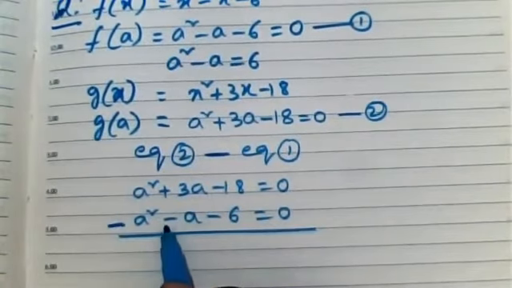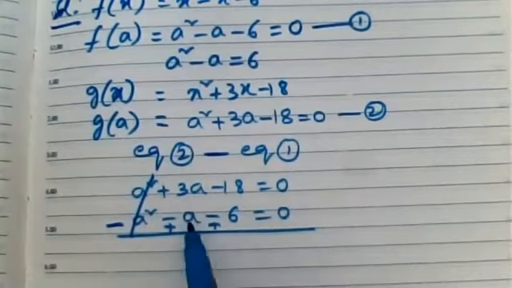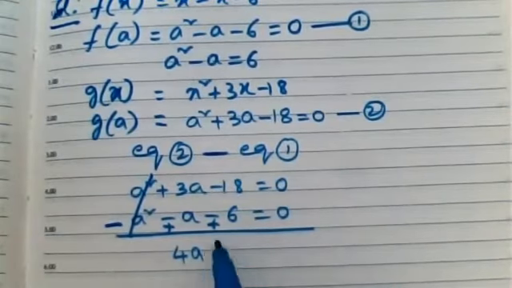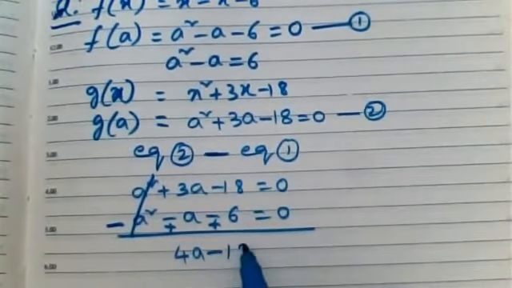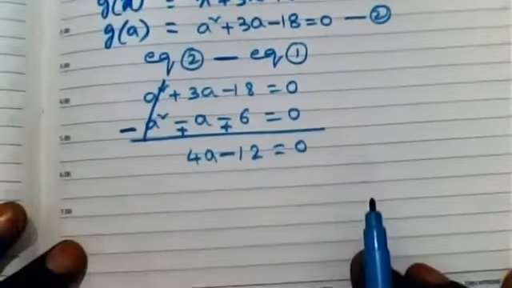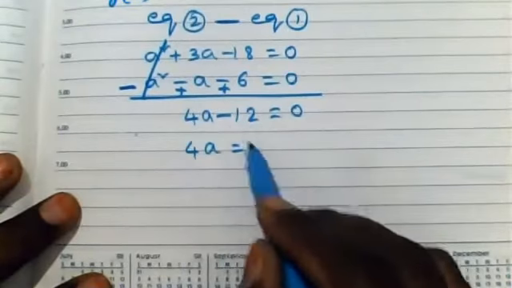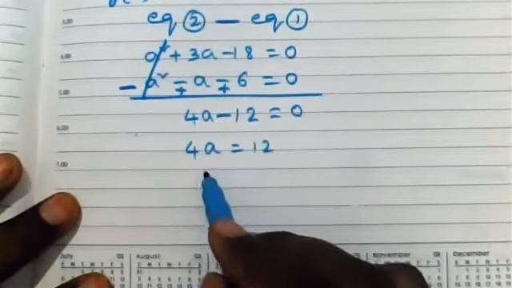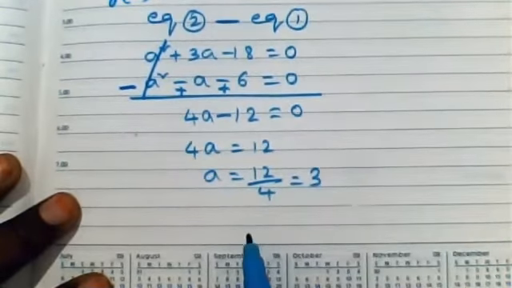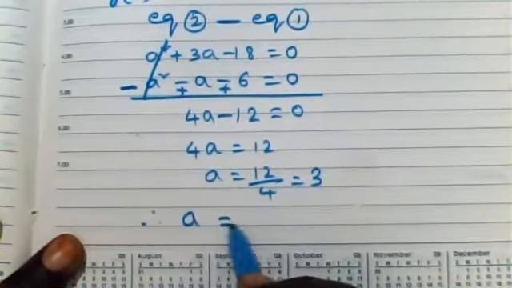So this will become minus, minus will become plus, minus will become plus. So a square will get cancelled. 3a plus a, 4a. Minus 18 plus 6, minus 12 is equal to 0. चलो इसको अभी solve करेंगे हम. 4a is equal to 12, transpose to right hand side. So a is equal to 12 by 4, which is equal to 3. Now we got the value of a as 3. Therefore a is equal to 3.